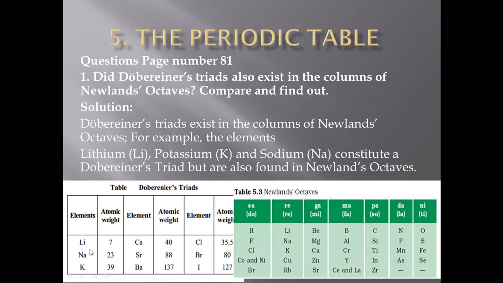Alright, so if you check the triads, you can see that lithium, sodium, potassium also come in the same way in which they appear in Dobereiner's triads. So here the answer is lithium, potassium and sodium constitute a Dobereiner's triad but are also found in Newlands Octaves.